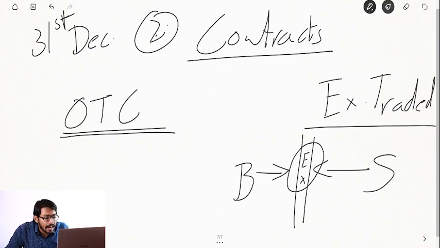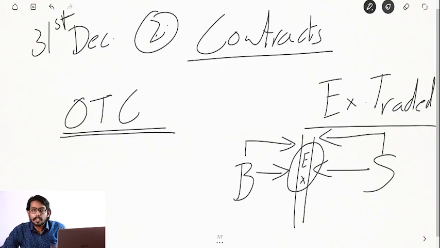The buyer asks the exchange, Mr. Exchange, I want to buy. The exchange immediately starts looking for a seller. Generally what happens, the seller is already ready. The seller would have already asked, Mr. Exchange, I want to sell. What do you want to sell?